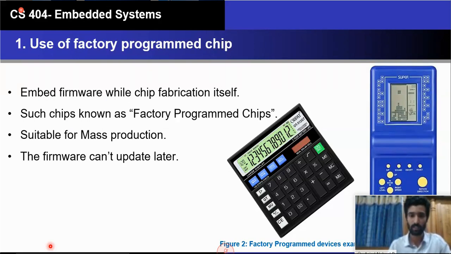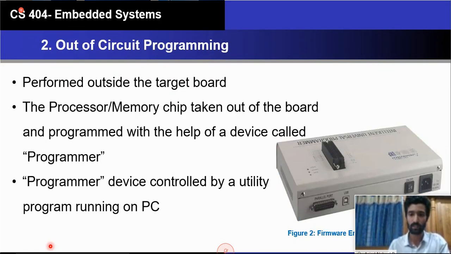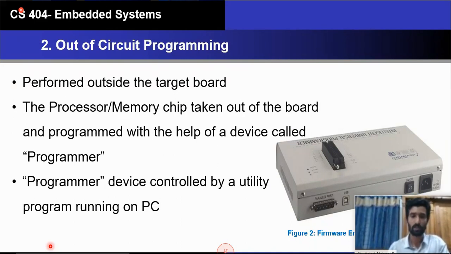Then there are no further updates or further support for the embedded system with respect to the firmware. And out-of-circuit programming is mainly used for prototyping purposes, because if you are developing a robot car or a home automation system, something like that, we are using microcontrollers. So in that case, this method is the desired method. We can use the help of a programmer, we can program the chip multiple times and we can put it back to the device.